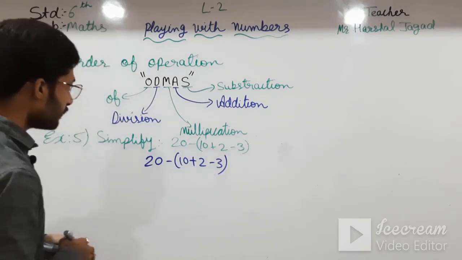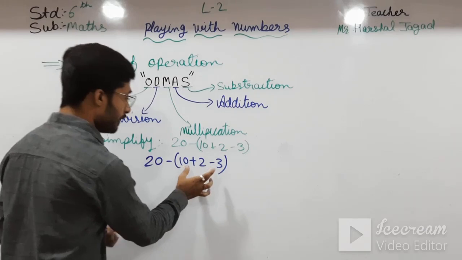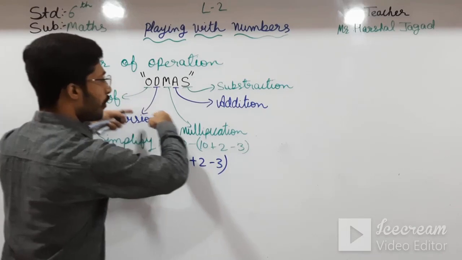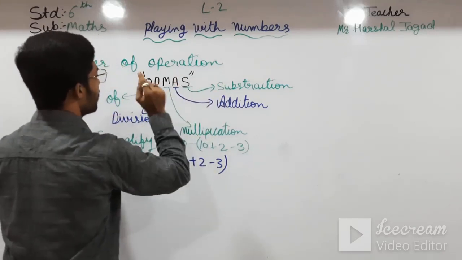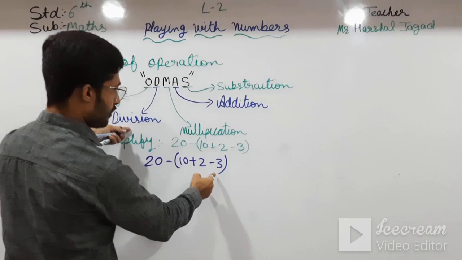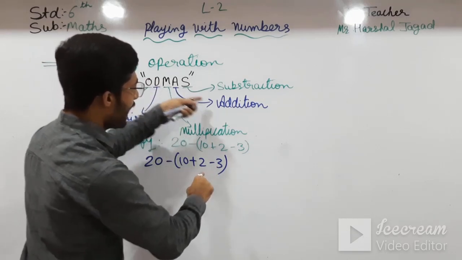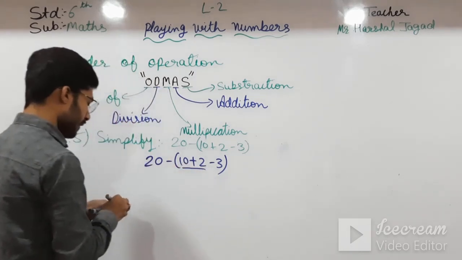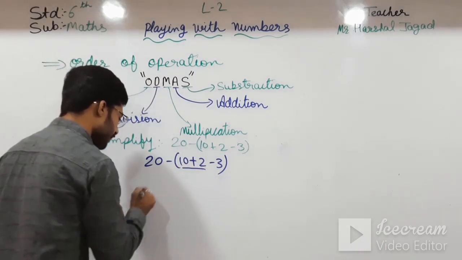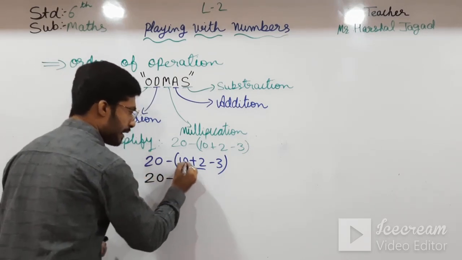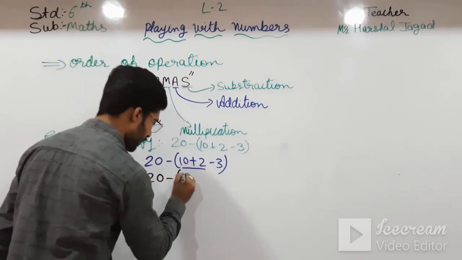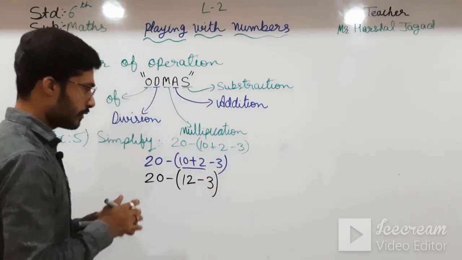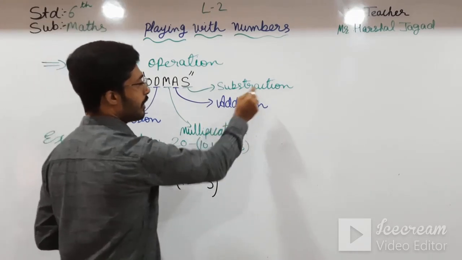Okay students, so first we have to simplify. In the bracket, if there are other signs, then also we have to follow this rule, that is ODMAS. See here, is of there? No. Is division there? No. Is multiplication there? No. Is addition there? Yes. Addition is there, over here. So what we will write is 20 minus, 10 plus 2, 12, 12 minus 3. Okay students, after addition we have to do subtraction.